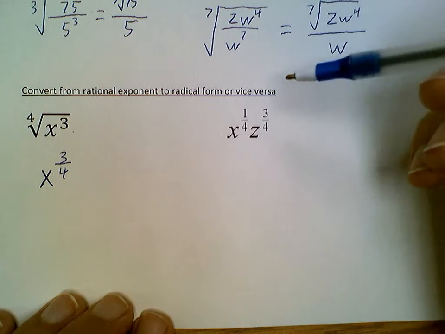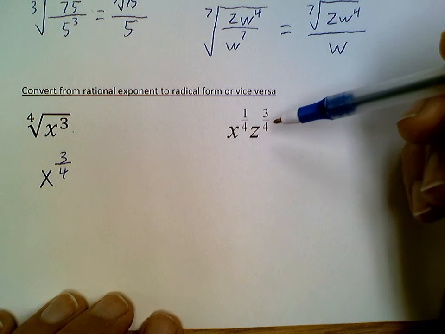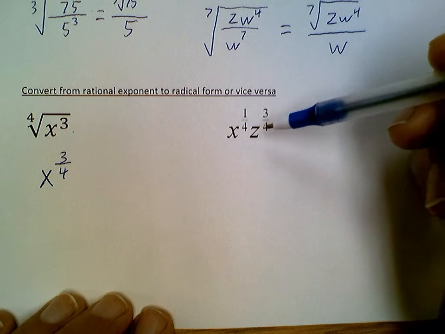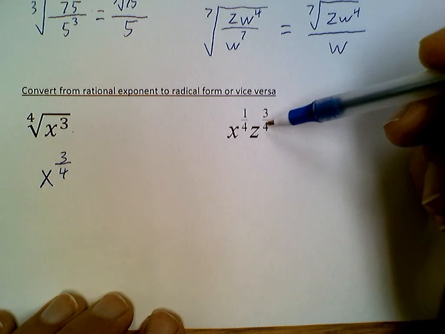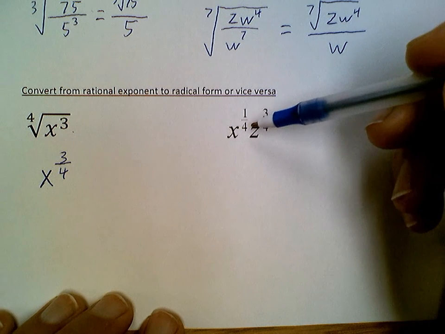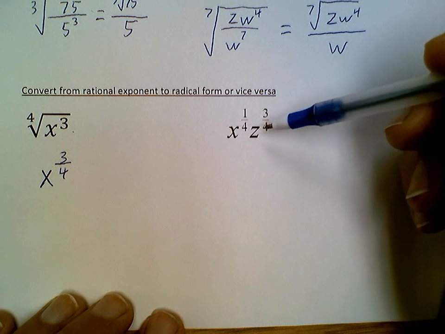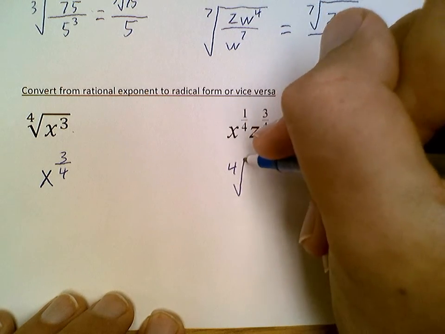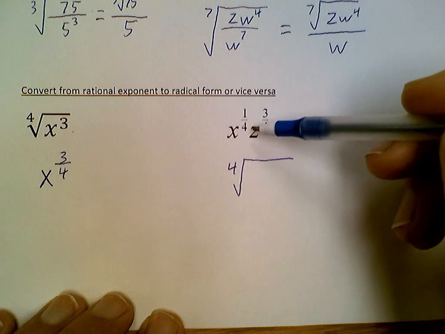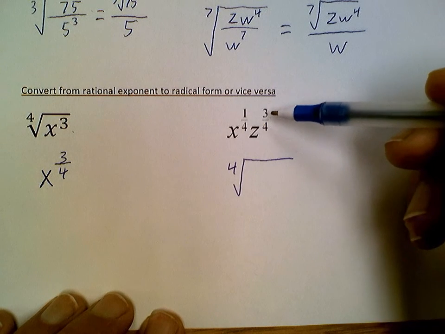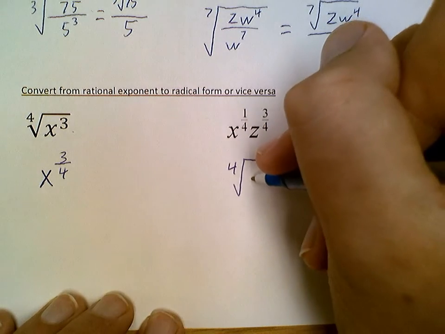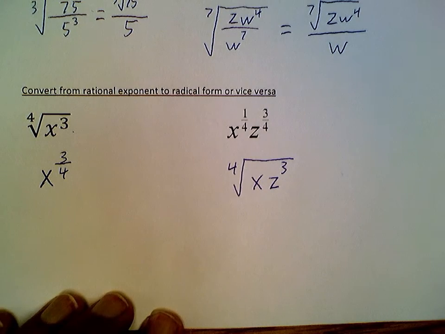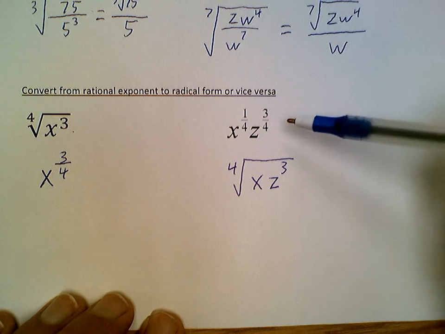All right, so let's look over here. I've got rational exponents, and I'm going to try to convert them into radical form. So I've got x to the 1/4, z to the 3/4. Now notice how both of these are a fraction with a denominator of 4, so that means they're both going to be a fourth root. Now x is being taken to the first power and z is being taken to the third power. So on the inside, you can put x times z to the third, and that's it.